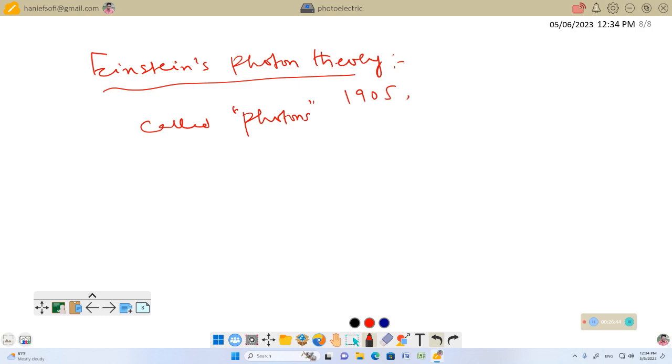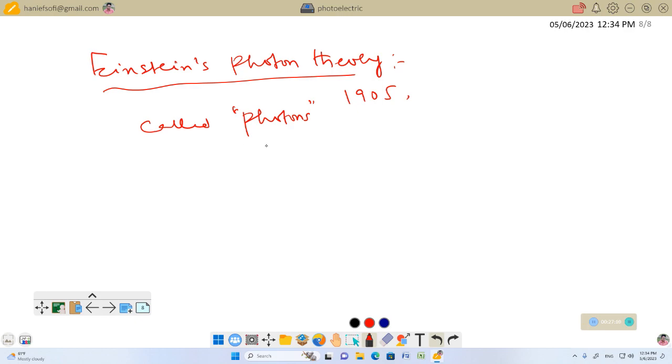Right? So Einstein in 1905, to explain the photoelectric effect, changed the outlook of light. Previously, we thought it's an electromagnetic wave, but he said that under certain circumstances, it behaves like a stream of photons, where photons are localized energy bundles.